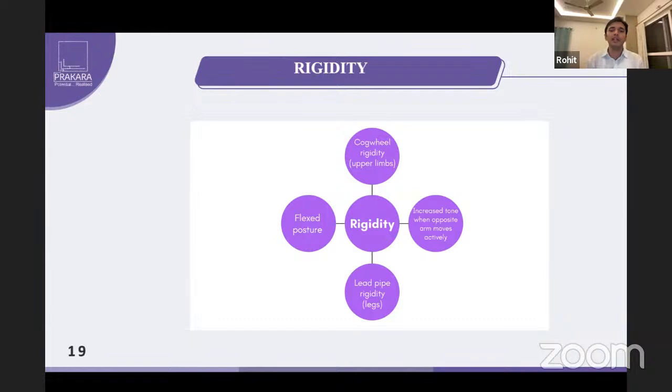In the lower limbs, it feels like lead pipe rigidity, which is uniform rigidity. The leg starts feeling like a log. The patient finds it difficult to flex or bend, and the examiner also finds it difficult. Or rigidity can also manifest as a flexed posture. When there is truncal rigidity, the posture also changes and there can be flexion.